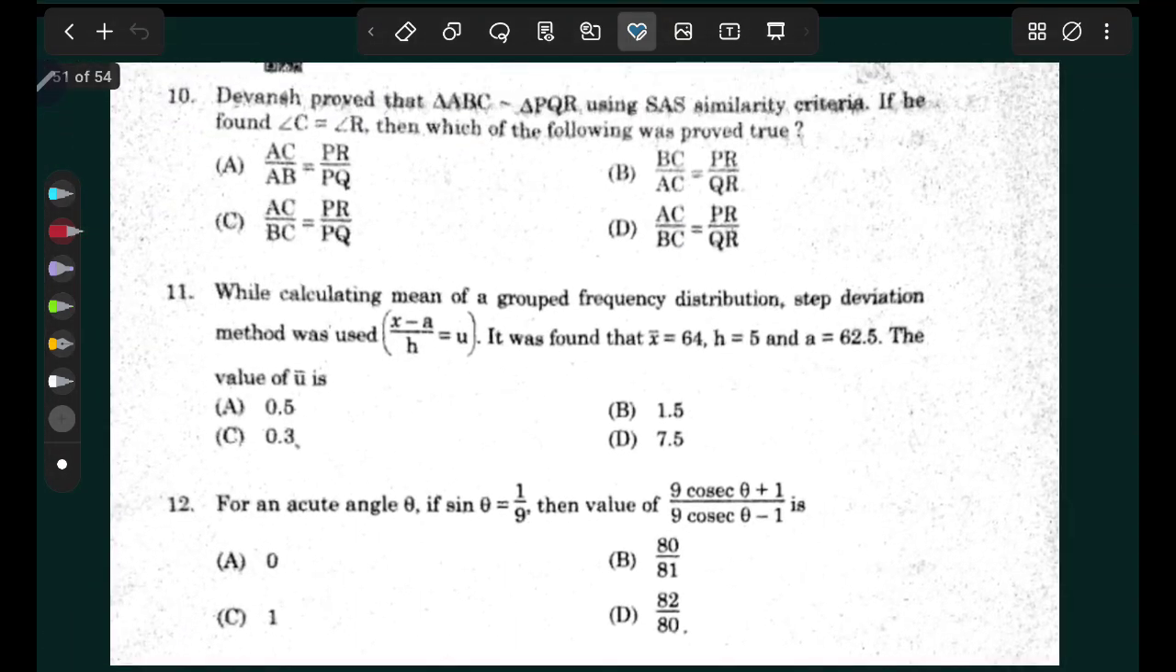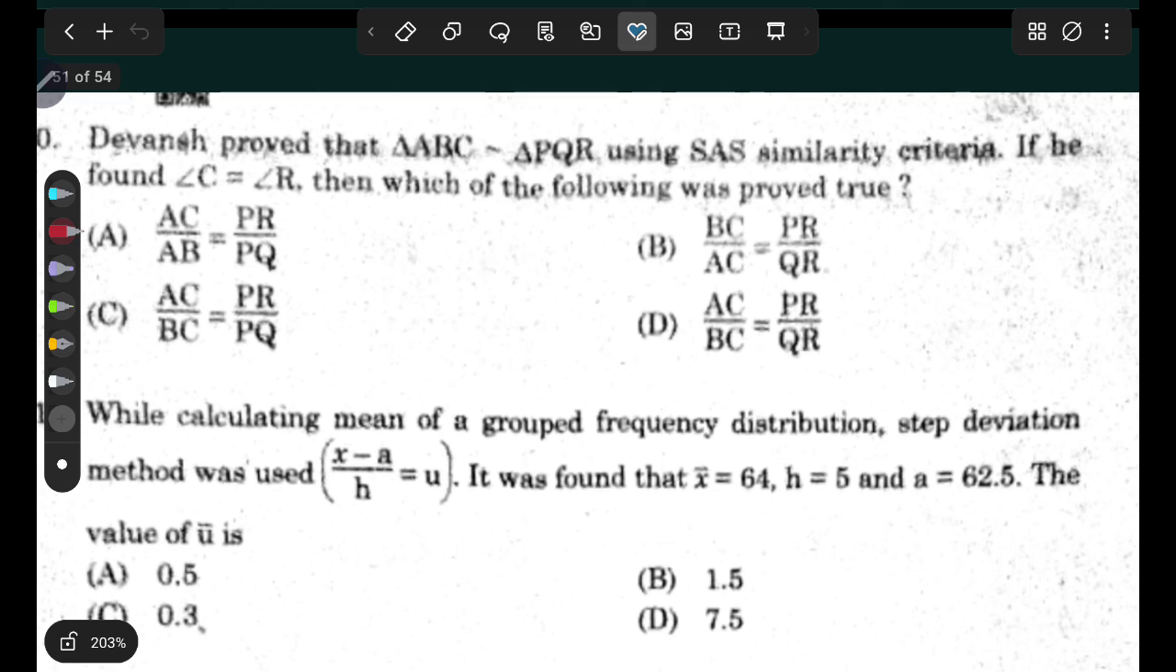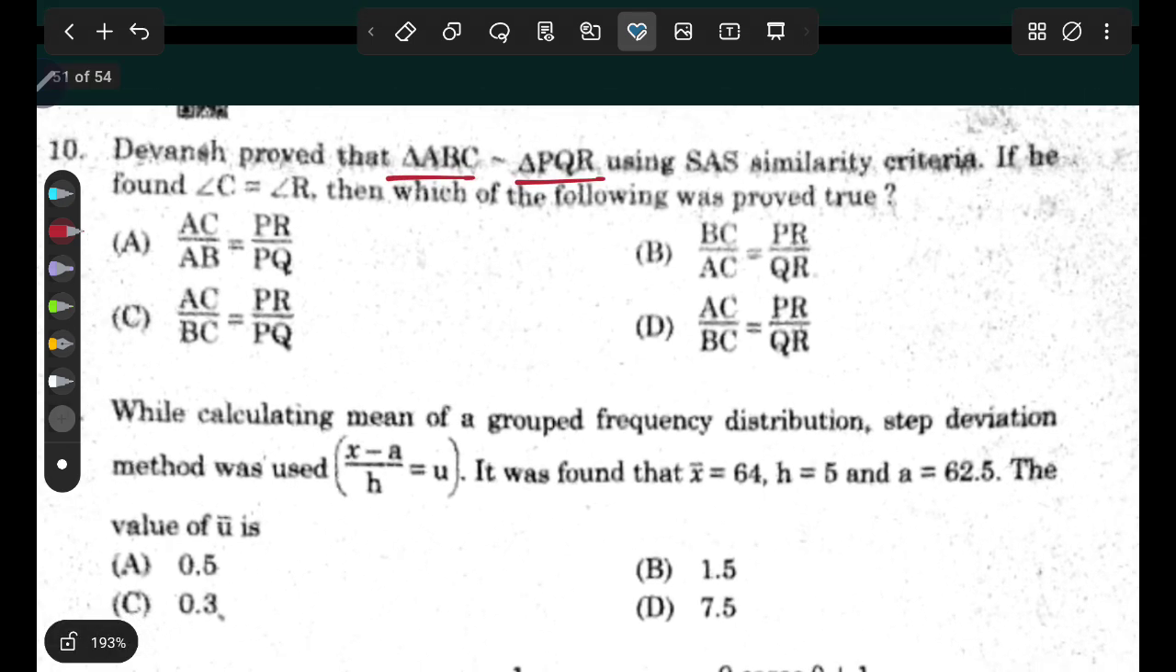Now moving ahead to the next question. Devansh proved that triangle ABC is similar to triangle PQR using SAS similarity criterion. If he found angle C equal to angle R, which of the following was proved true? If it is SAS, then the sides surrounding these angles C and R will be corresponding. So what are the sides corresponding to C and R?